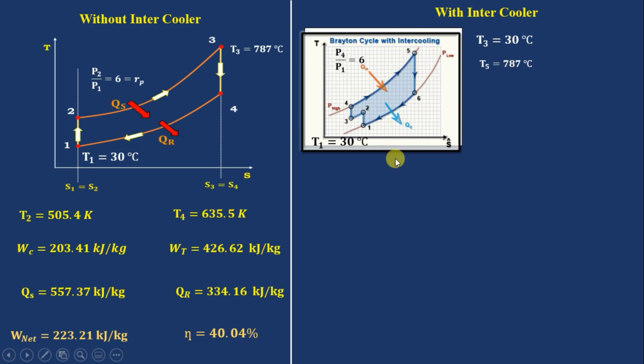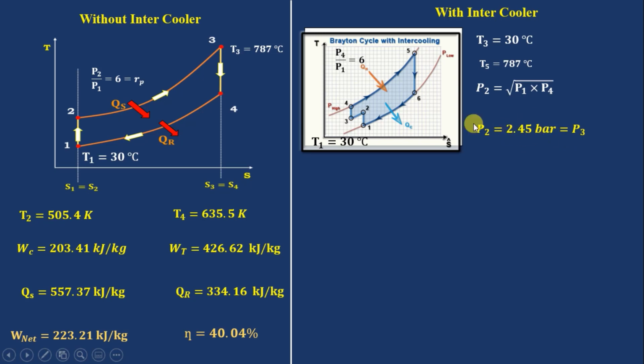With an intercooler, we have to know one thing, because we have two compressors. Compressor 1 is 1 to 2, compressor 2 is 3 to 4. We know P1 is 1 bar. We know P4 is 6 bar. Then what about P2 and P3? For that we have to use this relation: P2 is equal to the root of P1 into P4. This relation I am going to derive in the next class, I am sorry for that. So P2 becomes 2.45 bar, which is nothing but P3, because in the intercooler we have constant pressure heat rejection. P2 is equal to P3. So 2.45 bar if it is a perfect intercooler.